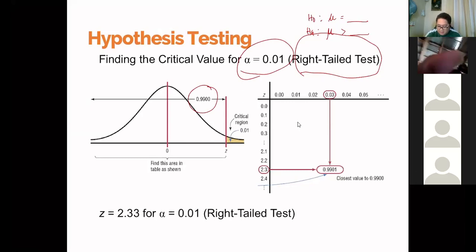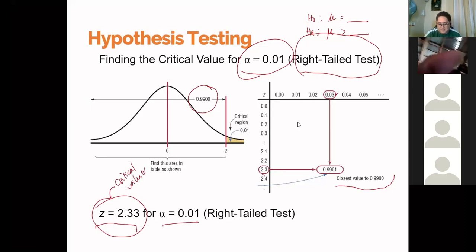So, referring dun sa table, closest value sa 0.99 is 0.9901. So, kukunin natin is 2.33. Kaya yung value ng z-score natin for 0.01 na level of significance is 2.33. So, itong 2.33 na to, ito yung critical value natin.